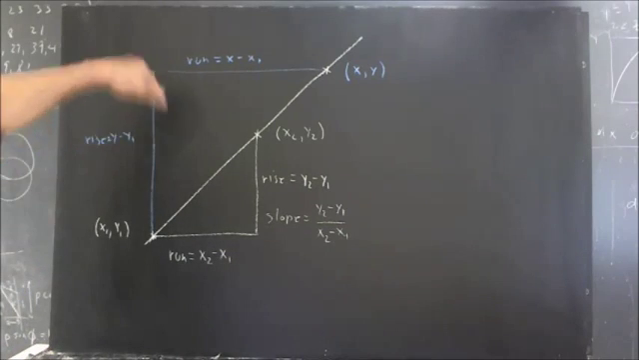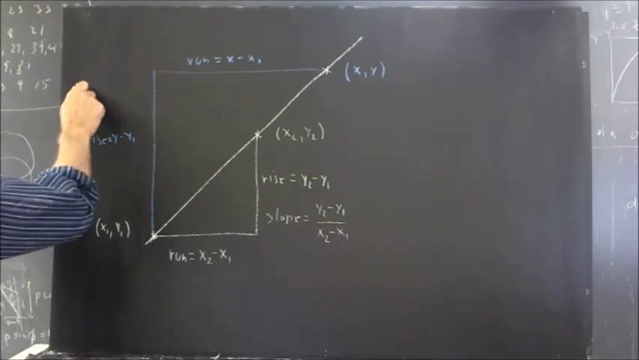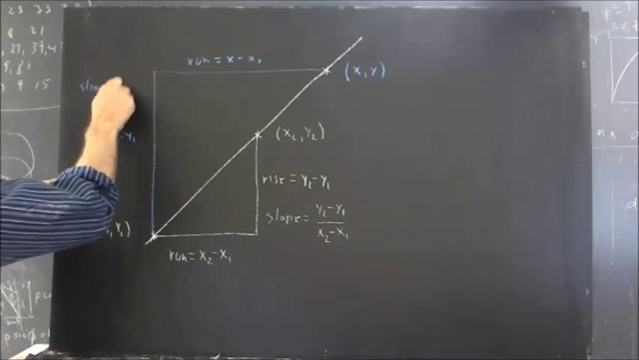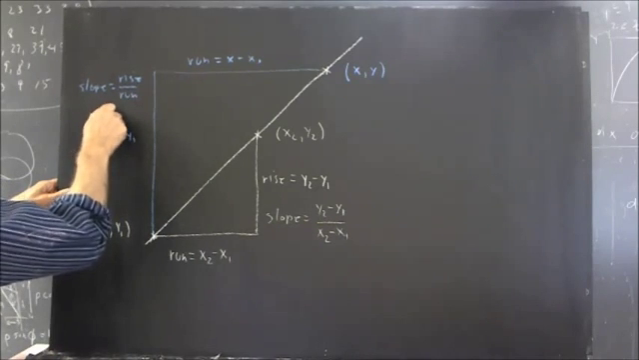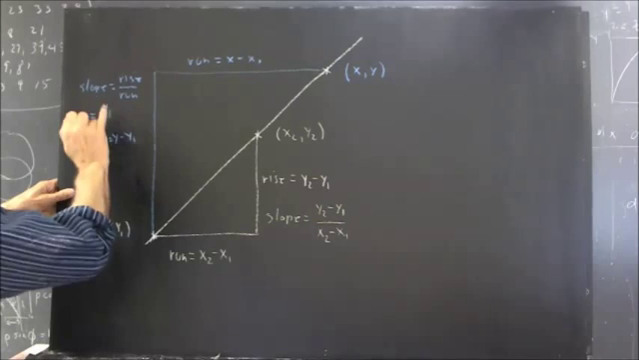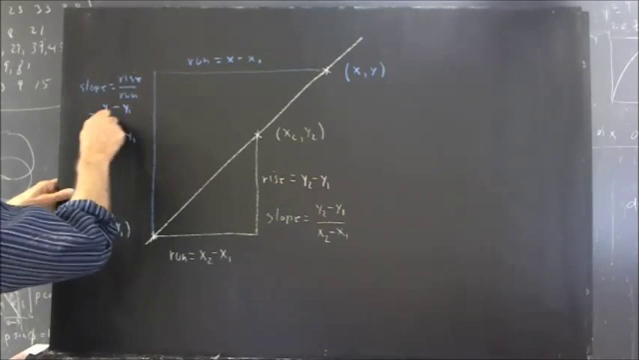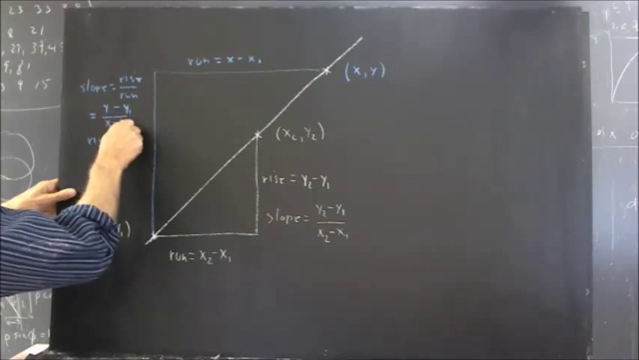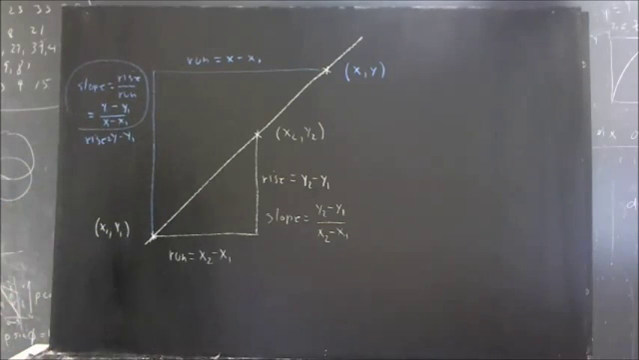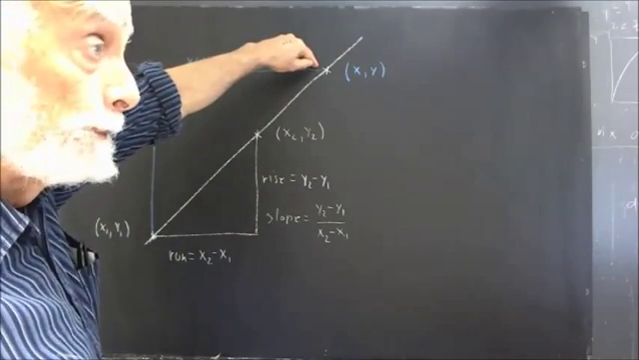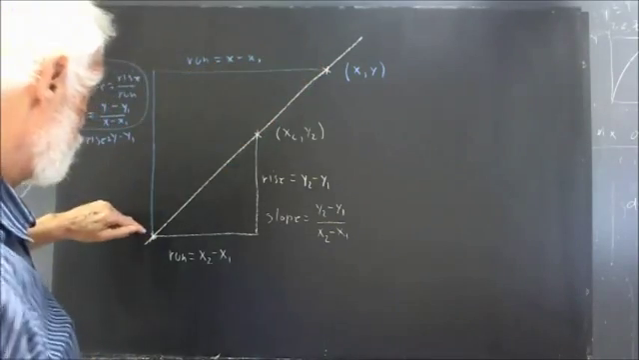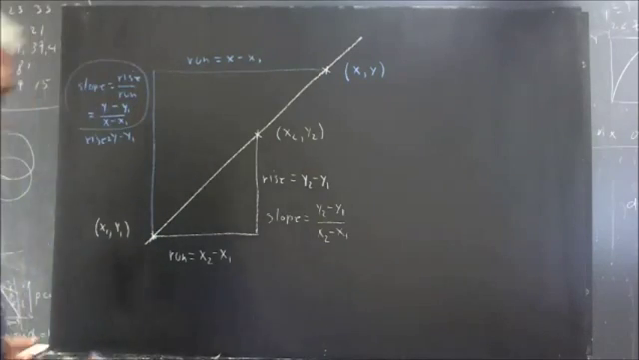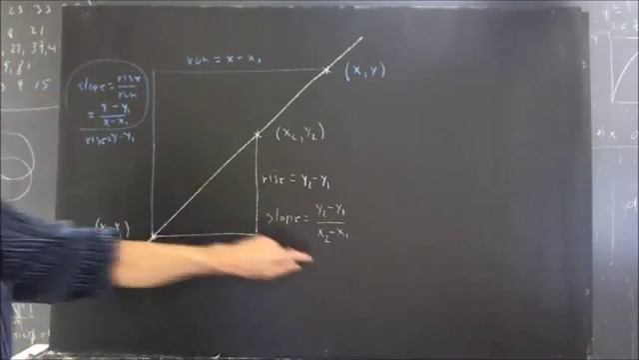Okay. Now, what's the slope of this triangle? Well, the slope of this triangle is rise divided by run, which is not y2, but y minus y1 divided by x minus x1. If xy is on the line, then the slope from here to here has to equal the slope from here to here. So if we have a straight line, this slope has to equal this slope.